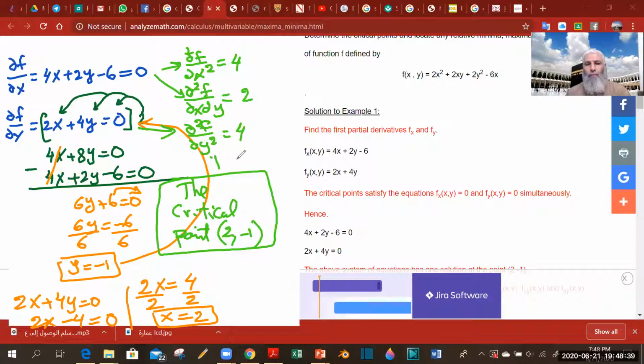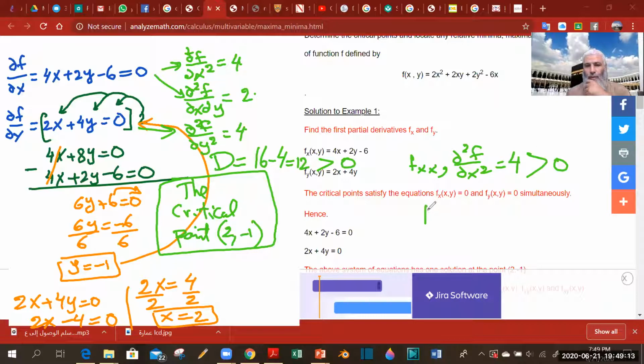Now, what is D? D is this multiplied by this, minus this squared. So it would be 16 minus 4. It would be 12, greater than 0. So what about fxx, or d2f dx squared? It's 4, it's positive, then it would be a minimum. Yes, minimum. The critical point is a minimum. That's it.